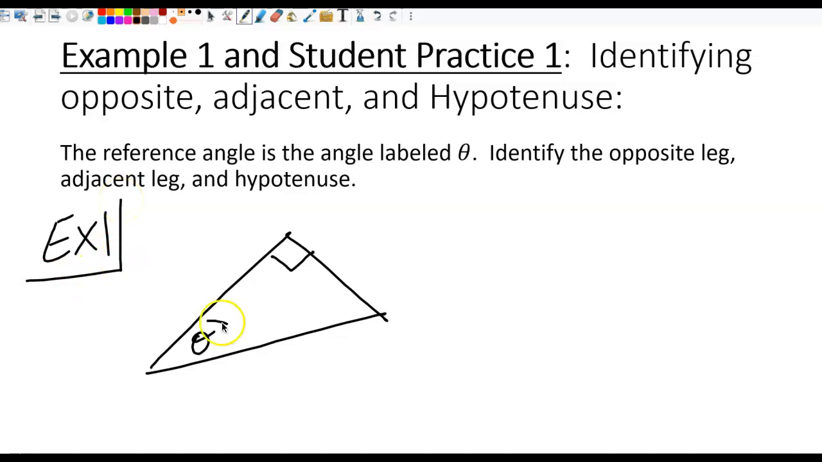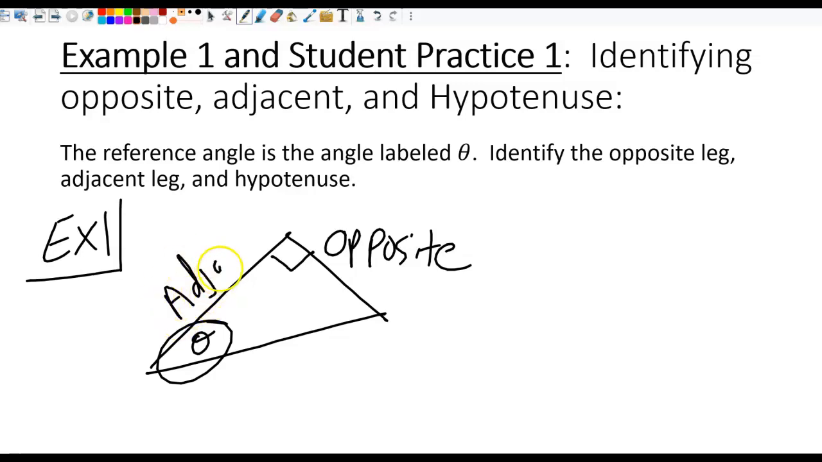So first of all, notice that this is my reference angle. And the leg that's farthest away from that is over here, and therefore that would be the opposite leg, or the opposite side. The leg that is closest to my angle theta is this one here, and therefore that one is what we call the adjacent side. And this third side over here, the longest one that's across from the 90-degree angle, is the hypotenuse. I don't think I spelled that right.